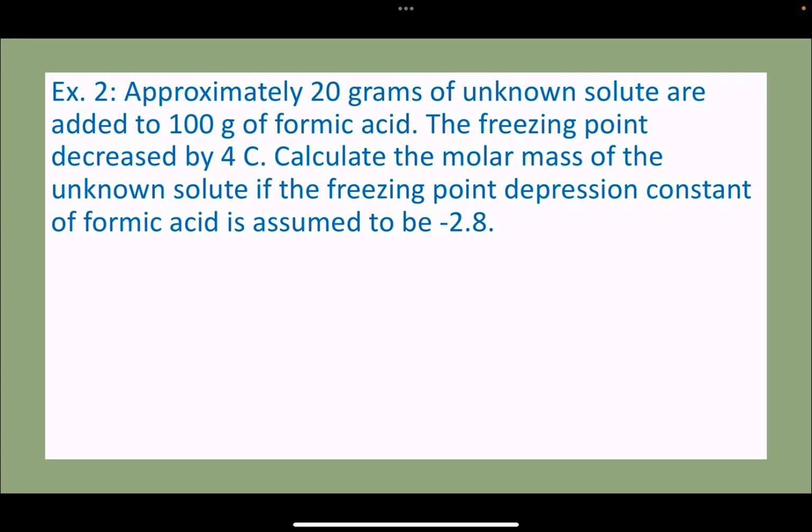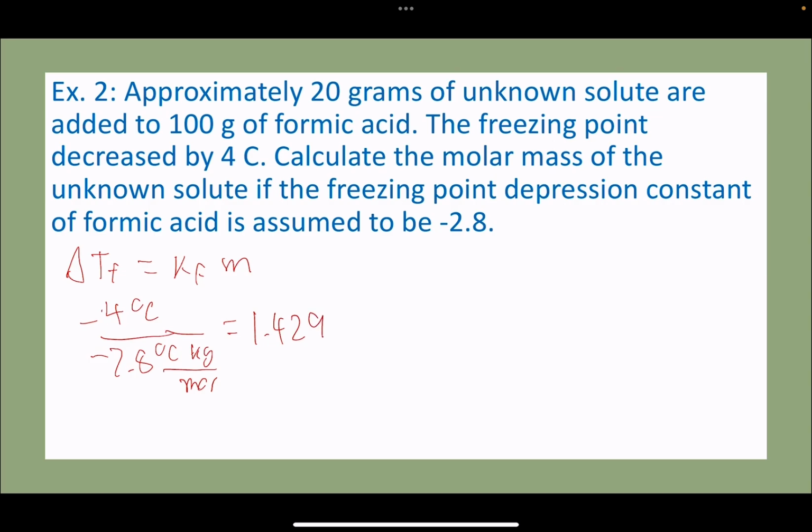We've already been given the FPD constant and the FPD itself. All we need is the molality. Let's set up our equation. FPD equals K sub F multiplied by m for molality. We divide -4 degrees by -2.8 to get 1.429 moles of solute per kilogram of formic acid.